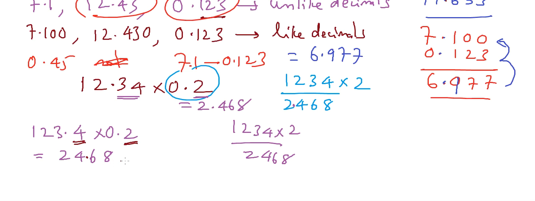So just after placing the point, check whether it has the correct number of decimal places. Here 1 plus 1, 2, so the result should have 2 decimal places. So by mistake, if you keep the decimal point between 2 and 4, then it becomes 2.468. See now, how many decimal places? It has 3 decimal places, but it's supposed to have 1 plus 1, 2, only 2 decimal places. So this is wrong.